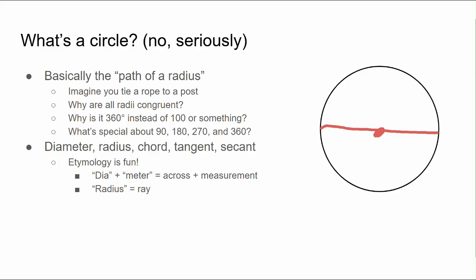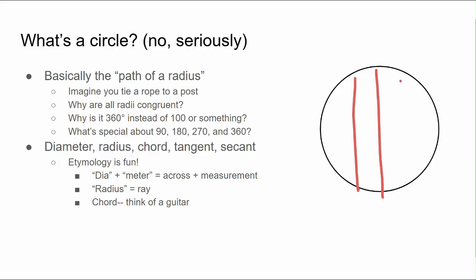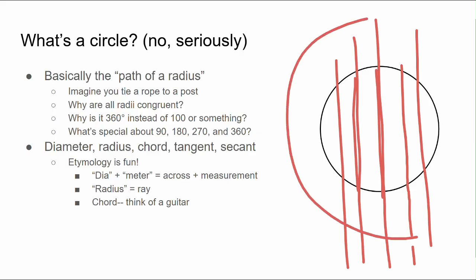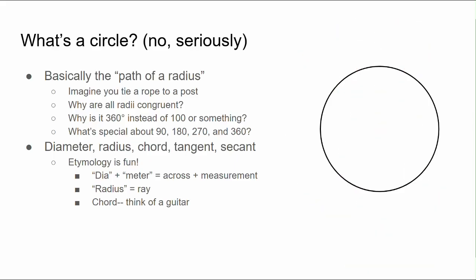Radius: think of a little kid drawing a sun with rays, but imagine your sun is just the little point in here. The radius will be the rays that come off of it. Next up is a chord. Think of a guitar. Guitars have chords. Sorry, guitars aren't really circular, but you can think of it as a line that goes from one side to the other.